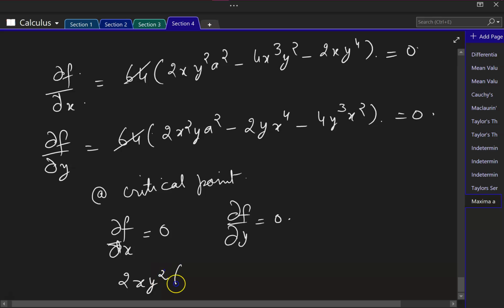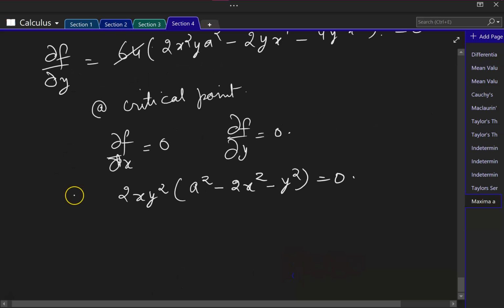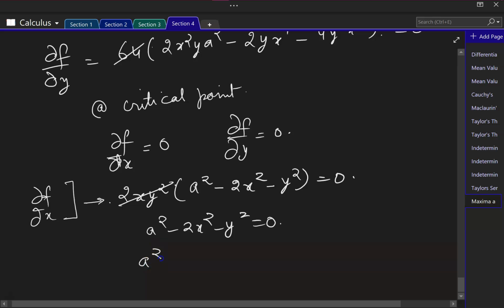So we have 2xy square common out. So a square minus 2x square minus y square equal to 0. This is dou f by dou x. Now this also disappears when we take it to the other side. So a square minus 2x square minus y square equal to 0, or a square is equal to 2x square plus y square.